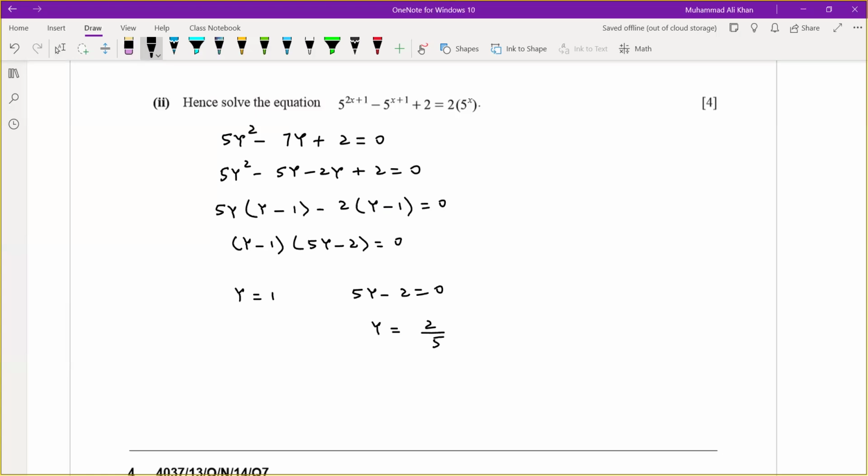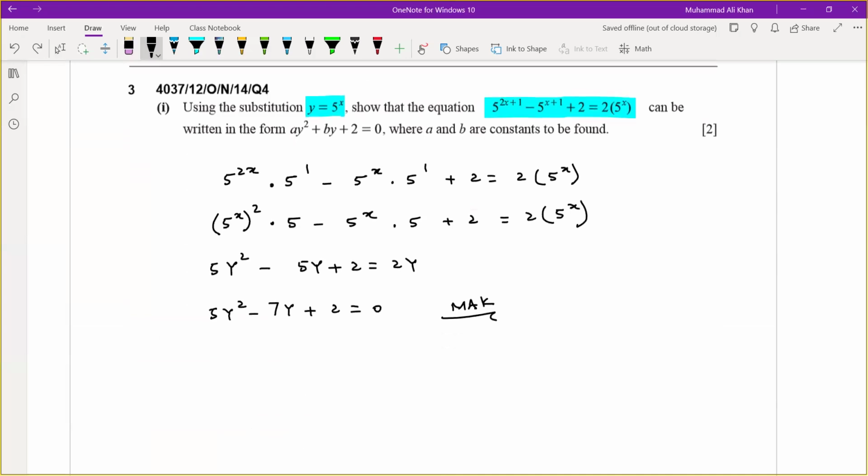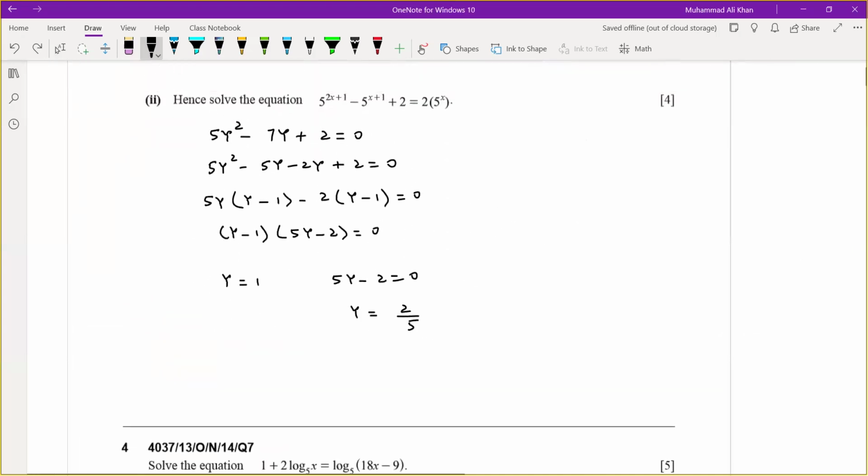Hence, solve the equation means we have to calculate the value of x, because in this equation which we have to solve, the unknown variable is x. And what we substituted in the first part, the substitution of the first part is y equals to 5 power x. So at the place of y, we are allowed to write 5 power x. So 5 power x equals to 1, and second, 5 power x equals to 2 over 5.